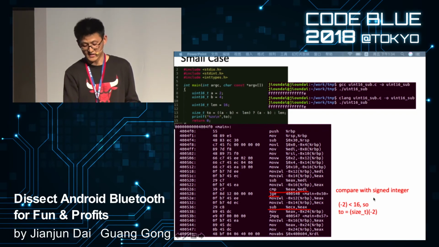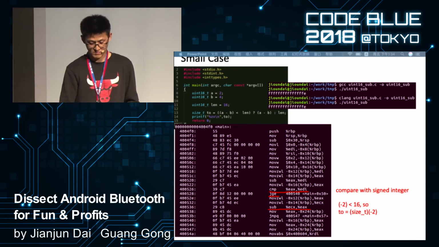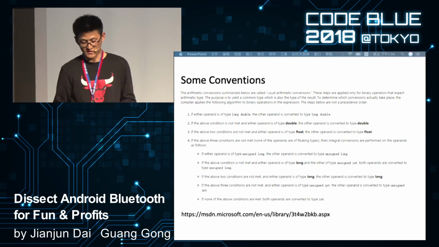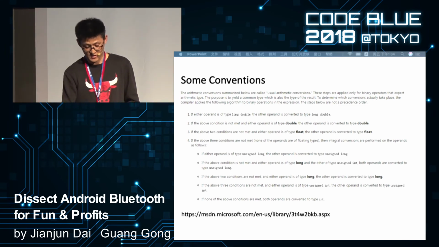Sure, -2 is less than 16. So whenever the result is -2, it is converted by size_t. Why is this? I can't find the conversions about GCC and Clang, but I found it in Microsoft VS.